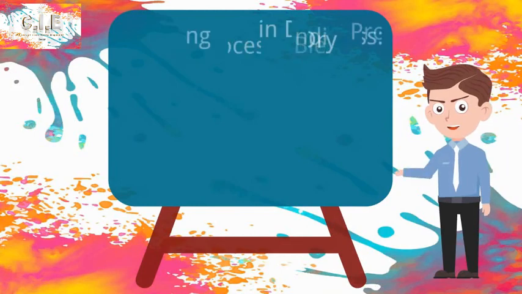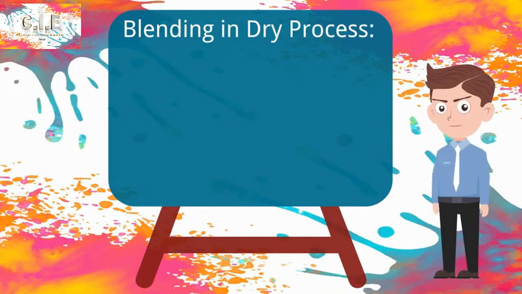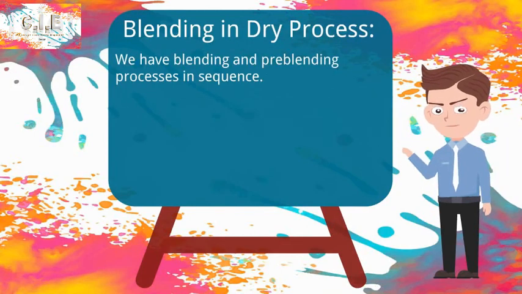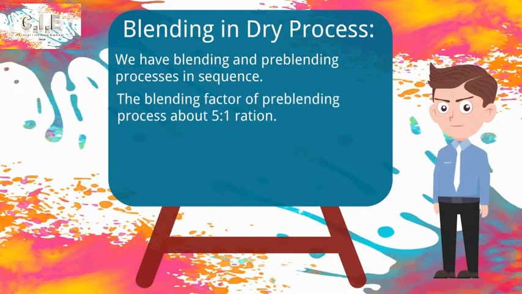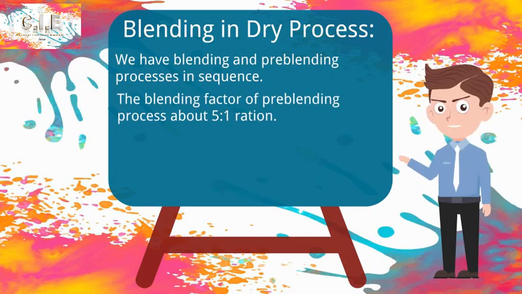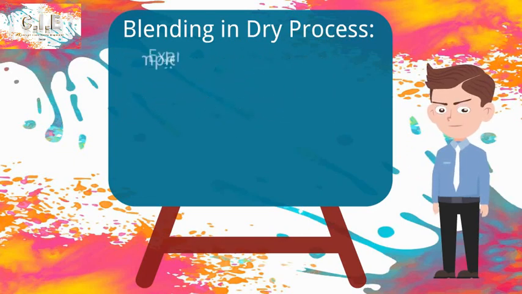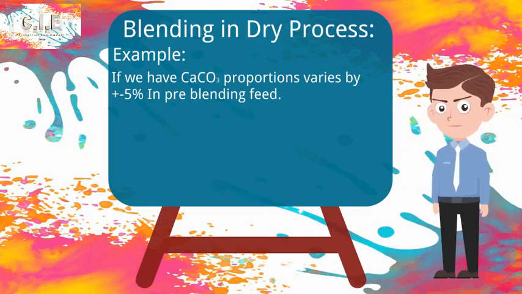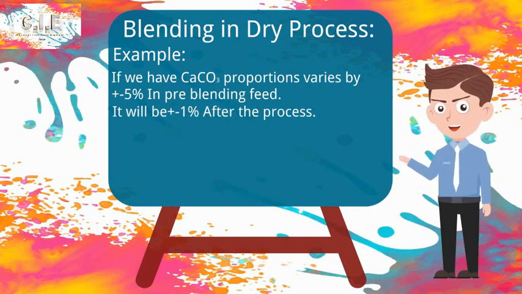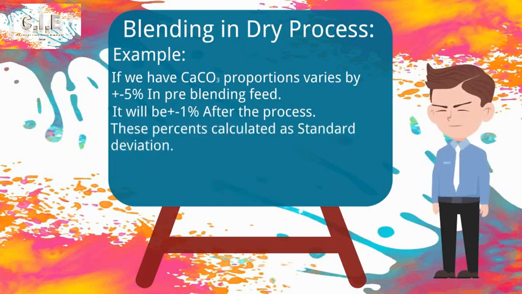Whereas in the dry process we have a pre-blending process. In pre-blending we can get a blending degree of about 5:1 ratio. That means, for example, if the calcium carbonate proportions in the feed vary by plus or minus 5% before pre-blending, after pre-blending the variation will be plus or minus 1%, calculated as a standard deviation.